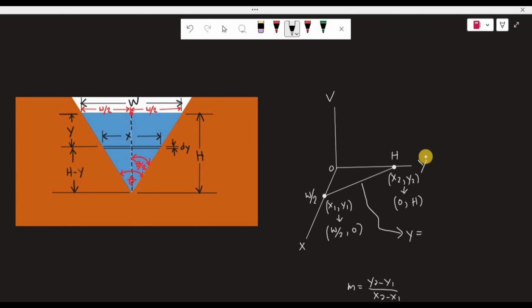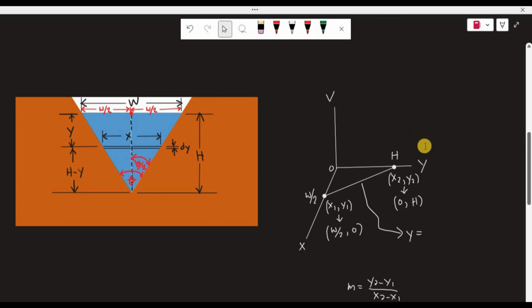Let's set up our 3D coordinate system and plot the half triangular region. This point is at the origin. This is the y-axis, so the value of y at this point is h, based on the original sketch, and this is the x-axis, so the value of x at this point is w over 2.